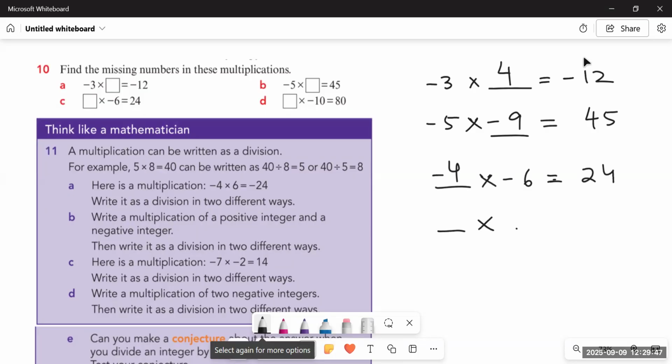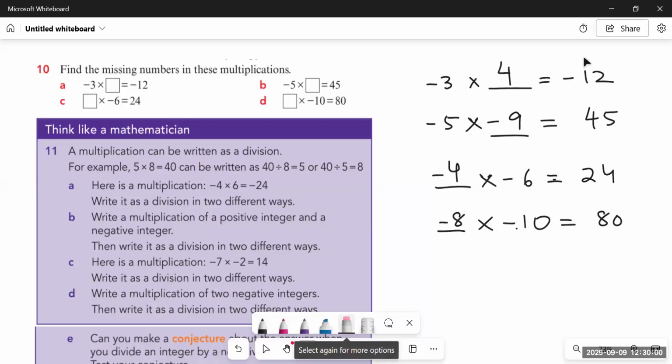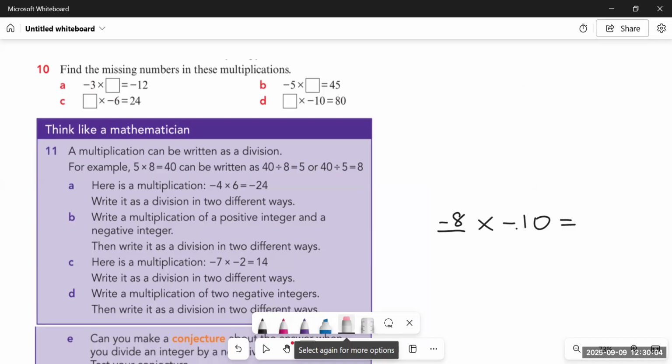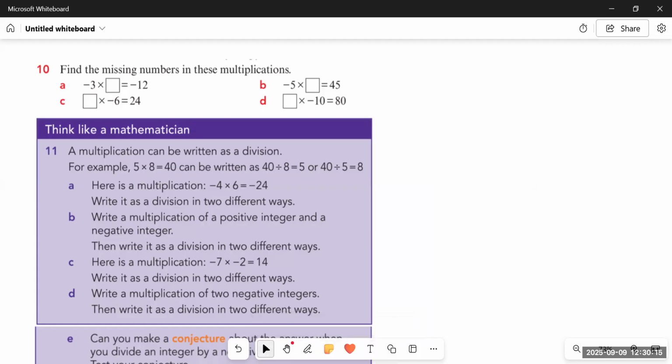Then what times minus 10 is equal to 80? It would be minus 8. Minus 8 into minus 10 is equal to 80, right? So if the product is positive and one of the numbers is negative, then both would be negative. And if the product is negative and one of the numbers is negative, then the missing number would be positive. Okay, this is what you have to learn.